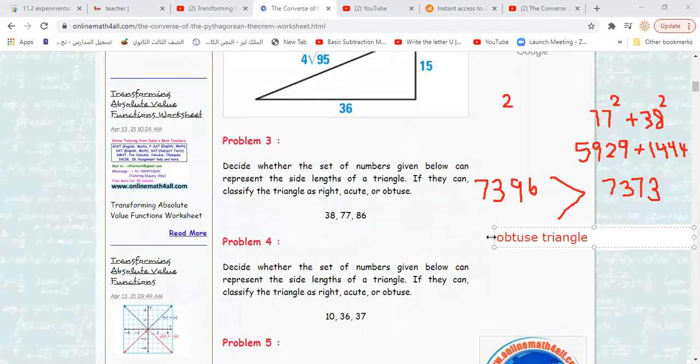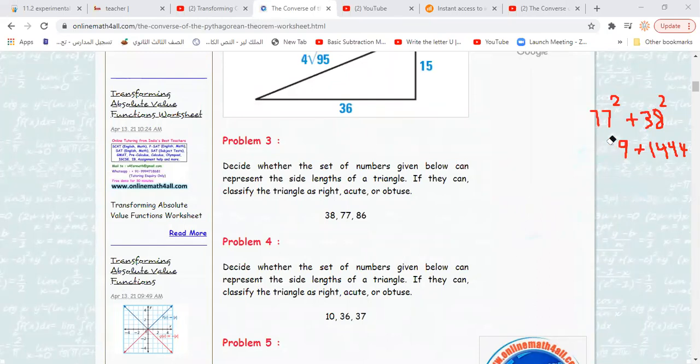So again, we want to know how we are going to classify. First we have to determine if this set of numbers represents a triangle or not. Second, we have to classify the triangle. If it's right, then the square of the greatest side equals the sum of squares of the other two sides. If it's greater than, it will be an obtuse triangle. If it's less than, it will be an acute triangle. Any questions so far, Grade 8?